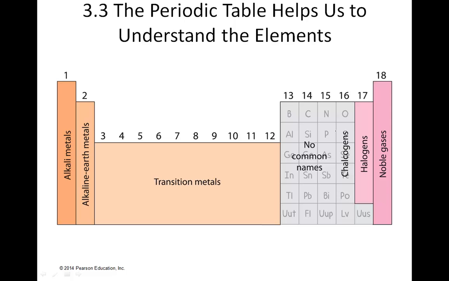Group 1 is alkali metals. Group 2 is alkaline earth metals. Notice the difference there. Alkali, that's like your lithiums, your sodiums, your potassiums. Alkaline earth, those are going to be your second column, your calciums and that kind of thing.